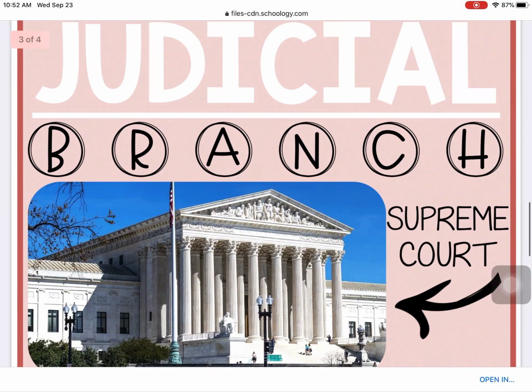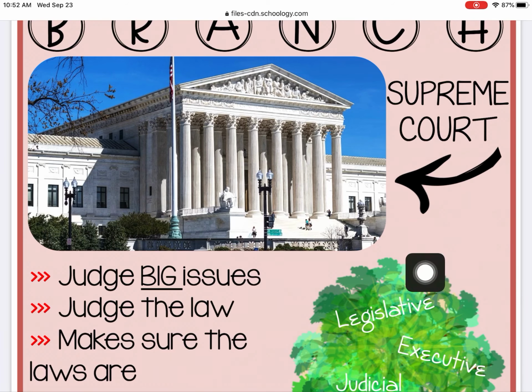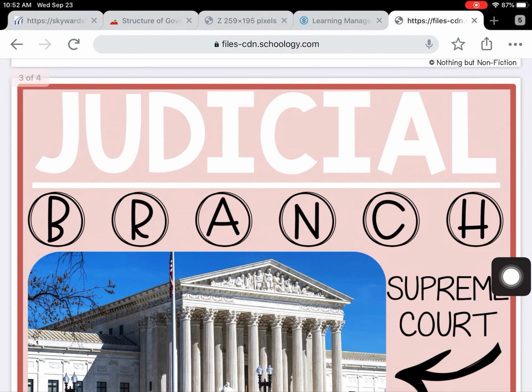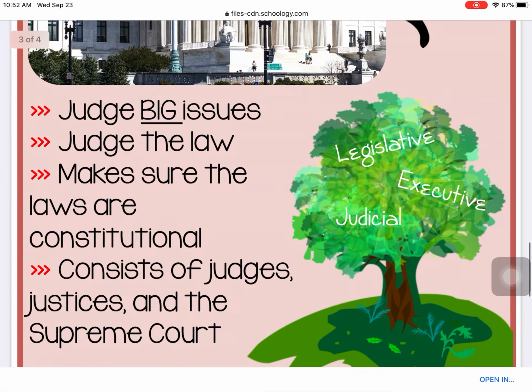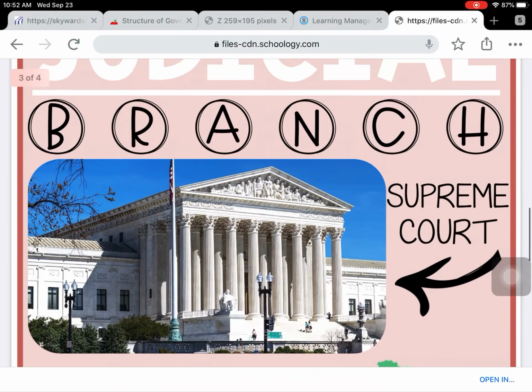Our last branch of government is the judicial branch. This is our Supreme Court. They judge big issues. Everybody say judicial. Good. They consist of judges, justices, and the Supreme Court. They make sure all of our laws are constitutional, which means that our laws are fair.